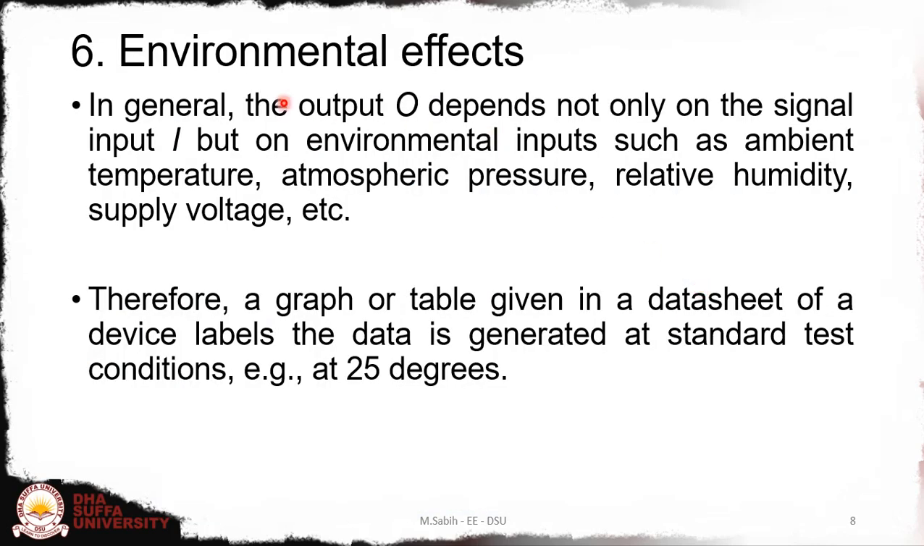Now we will discuss the environmental effects. In general, the output depends not only on the signal input but also on the environmental inputs such as the ambient temperature, the atmospheric pressure, relative humidity, and the supply voltage, for example. Therefore, a graph or table given in the data sheet of a device is generated at a standard test condition, for example, at 25 degrees centigrade.